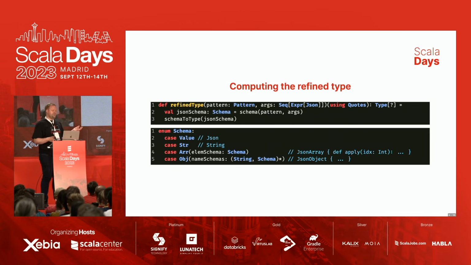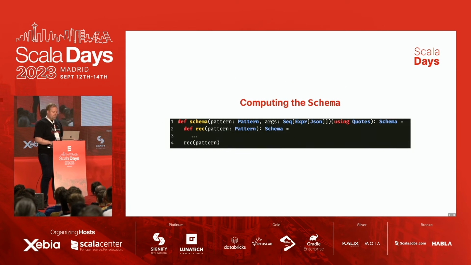It's either a JSON, which is basically any JSON value, a str, which is a string, an array of some specific schema element, or an object of field names and their schema. How do we implement the schema? How do we take the pattern and the args to create the schema?